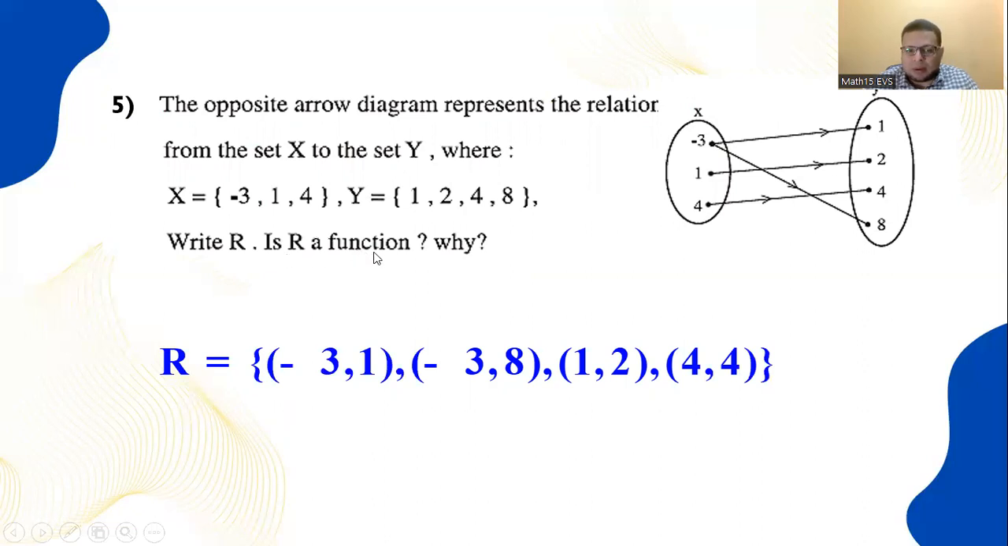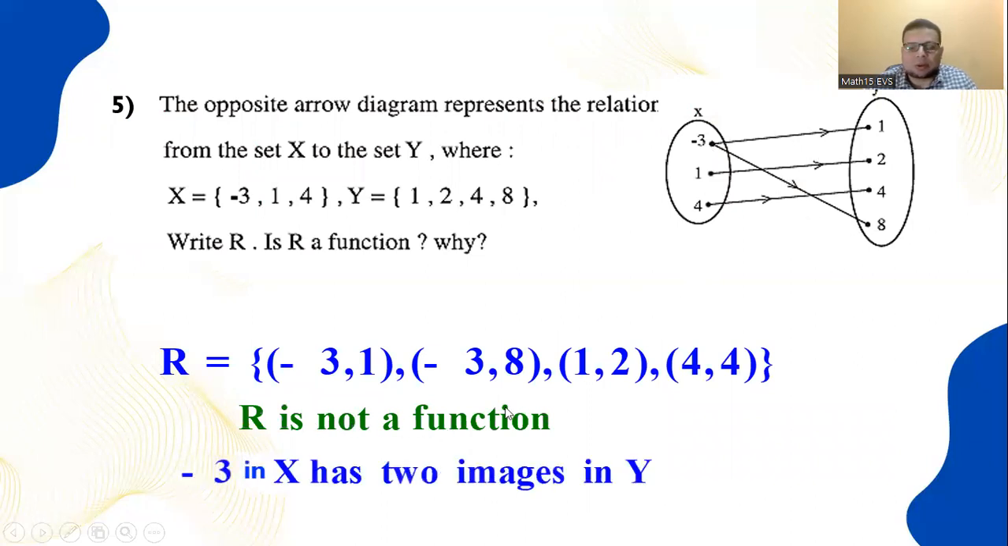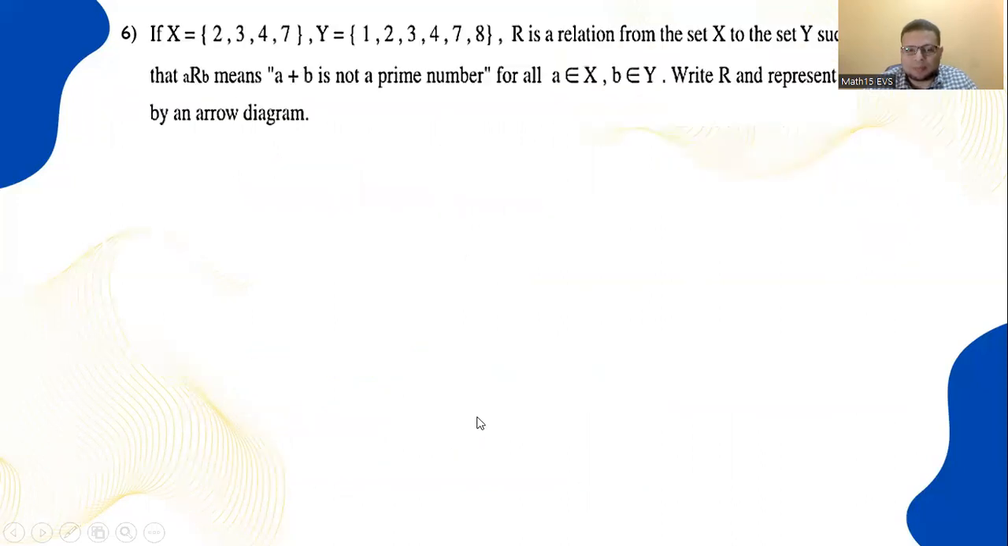Is R a function or not, and why? Here -3 has 2 images, 1 and 8. But to say this is a function, each element in the first set should have only one image in y. So R is not a function because -3 has 2 images in y.